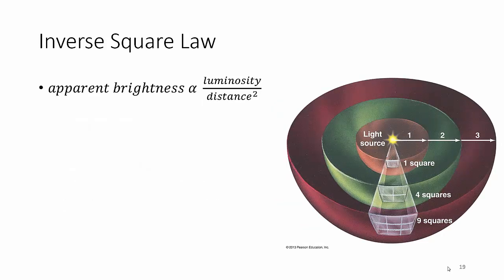Here it is in a mathematical format, sort of. Apparent brightness, right, so that's kind of what we see, is proportional, that's that little alpha, to the luminosity, or the absolute brightness, divided by its distance squared. So how much it's actually giving off and how far away it is, those two things will give you your apparent brightness.